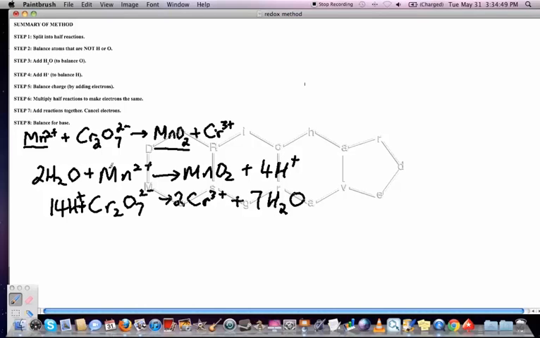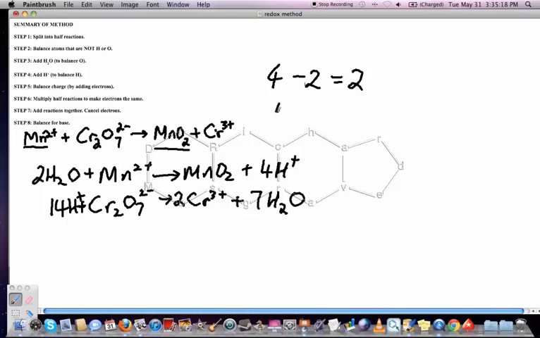Now over here my total charge is going to be 2, and my total positive charge on this side will be 4. So to figure out the number of electrons, what I like to do is find the difference between the charges on each side. In this case it would be 4 minus 2 equals 2. So that's the difference. We've got 2 plus on this side, 4 plus on this side. So the difference is 2.